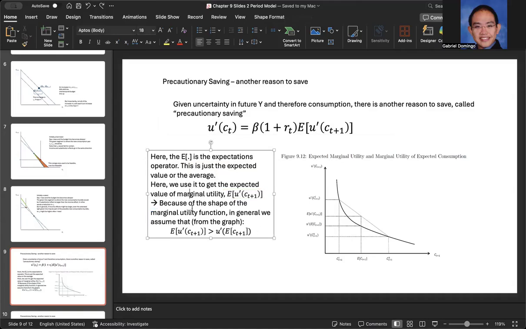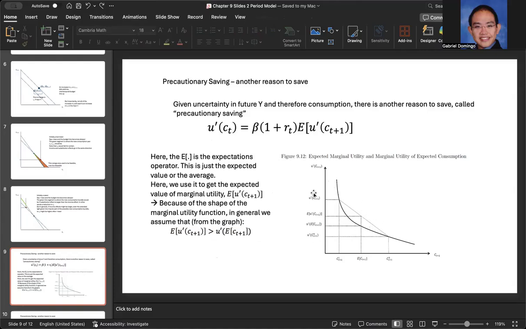Now, notice the shape of the marginal utility function. In general, because of this shape, it's got a convex shape. In general, we'll find that the expected marginal utility will be greater than the utility of expected consumption or average consumption. So this relationship here, this inequality, is called Jensen's inequality, generally speaking. And it has applications in statistics, not just in math or economics.